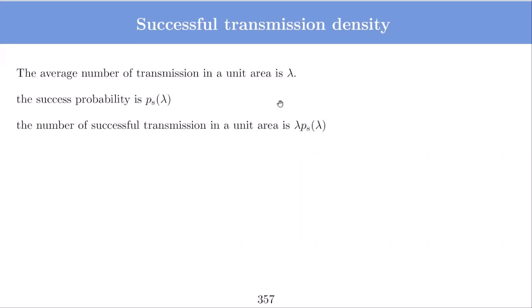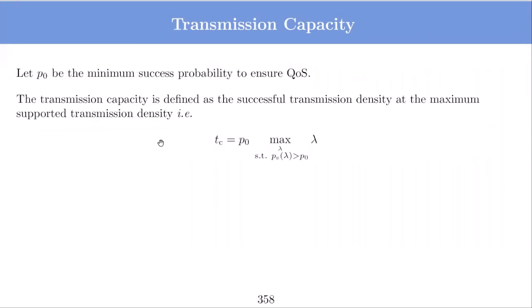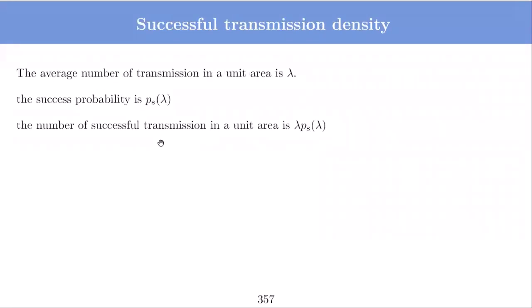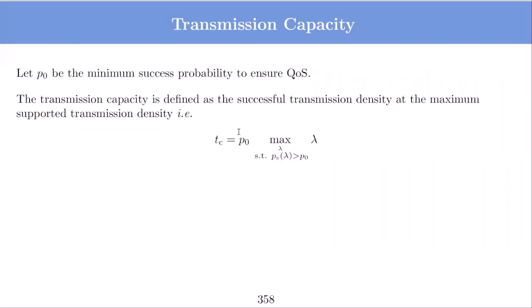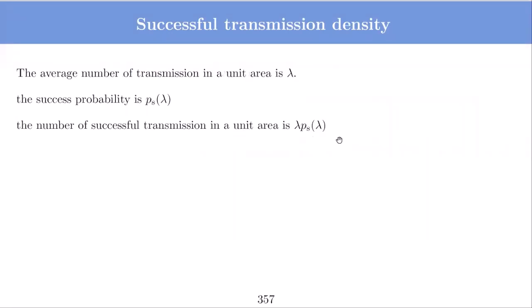If lambda is small, PS of lambda will be high but lambda will be small, so the overall number of successful transmissions will be small, which is not desired. So there should be some optimal lambda which increases my successful transmission density. You also have to make sure that the quality of service doesn't go beyond a limit, so that you don't put so many devices that everyone is failing. The success probability becomes very small, even though lambda into p becomes high.